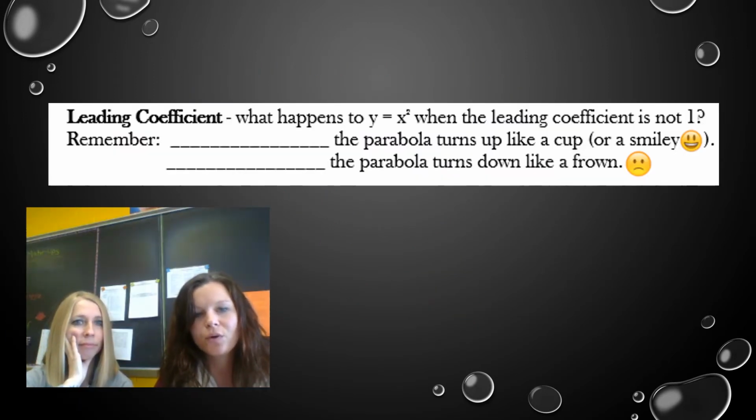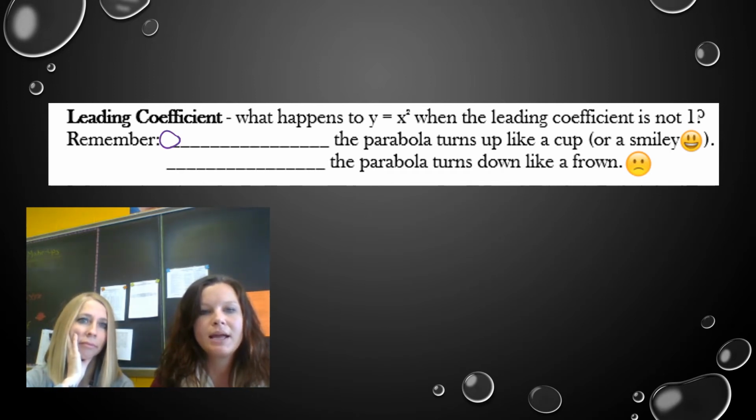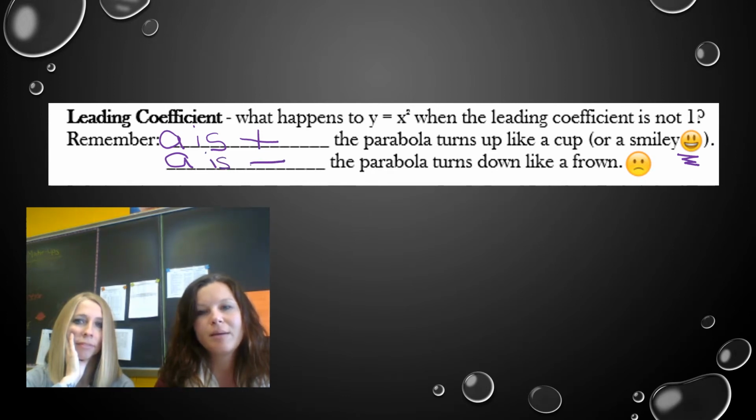Okay, let's review what happens to the parabola when the leading coefficient is not 1. Remember, when a is positive, the parabola turns up like a cup or a smiley. When a is negative, the parabola turns down like a frown.